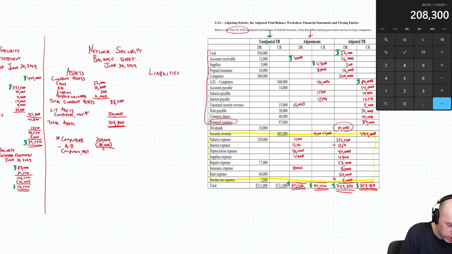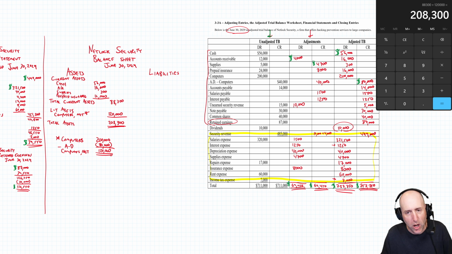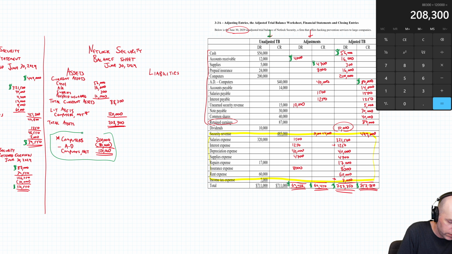equals computers net, which was, of course, 120. So that's an optional step, but it might be a step that you need to make. Depends on your prof. I'm fine with just doing computers net 120. This calculation would be in the footnotes, the notes of the financial statements.